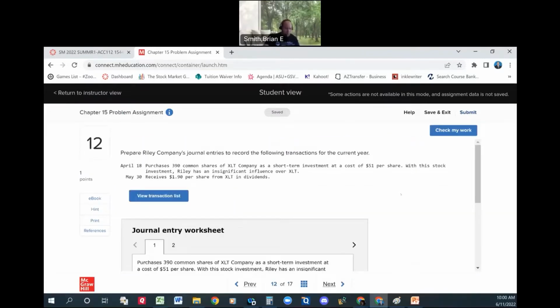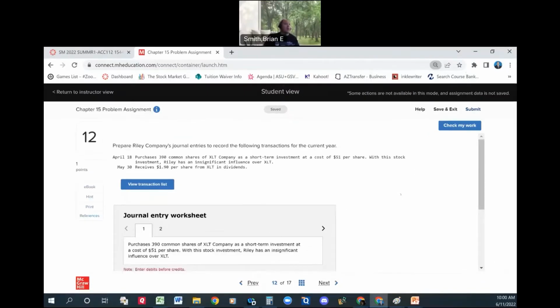I'm going to zoom out a little bit just so we can see this a little better. Okay, so the first one says on April 18th, we're going to do journal entries here. Purchase 390 common shares of XLT Company as a short-term investment at a cost of $51 per share. With this stock investment, Riley has an insignificant influence. So we're going to be doing an insignificant influence transaction here.